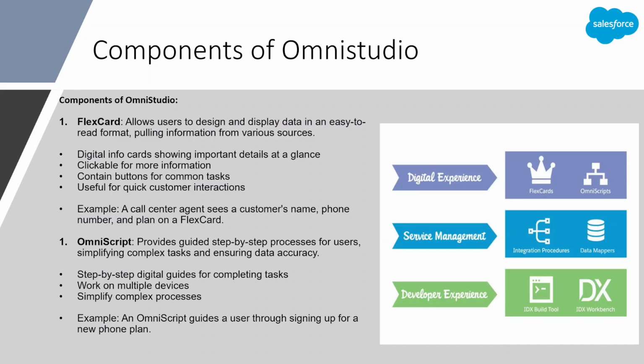In this video, let's understand the various components of OmniStudio. Every web application consists of three major parts. The first one is digital or user experience. This is the user interface through which the user interacts with the application. In most cases, these are built using HTML and CSS technology.